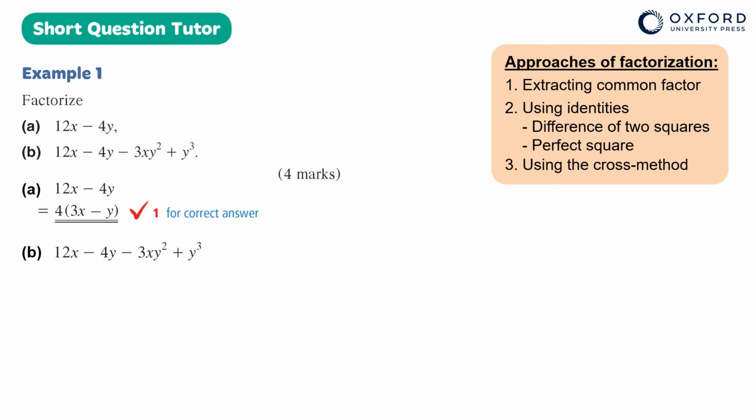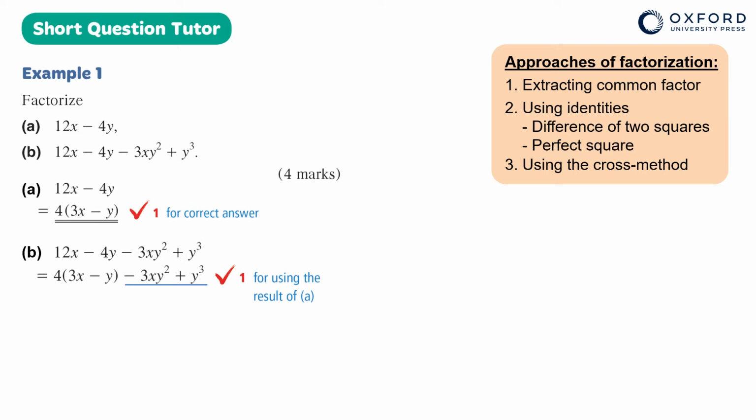In part B, we see that part of the expression is exactly the same as that in part A. This is common in DSE questions. We can apply the result obtained in part A as the first step for solving part B. 1 mark will be given for using the result of part A. Then, we can focus on the remaining part of the expression.